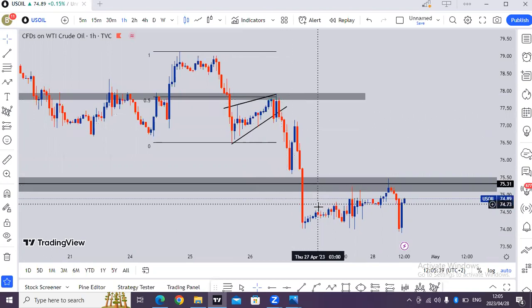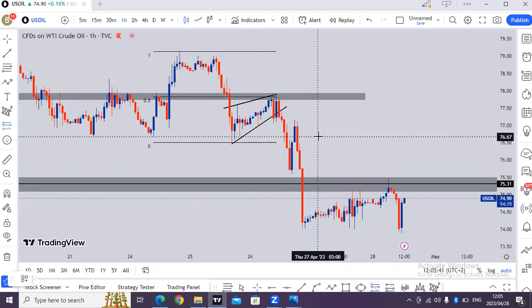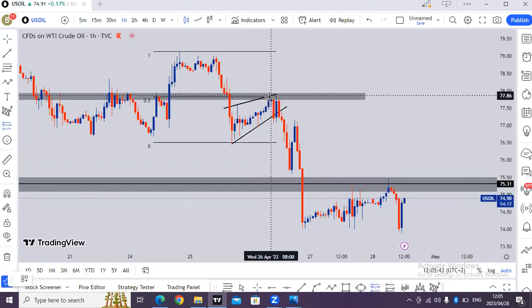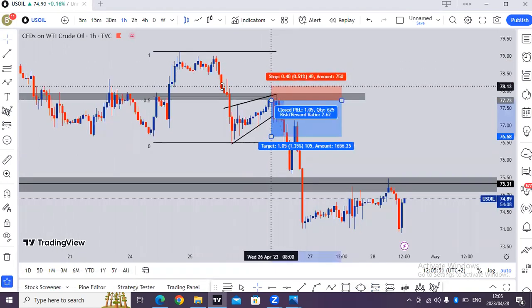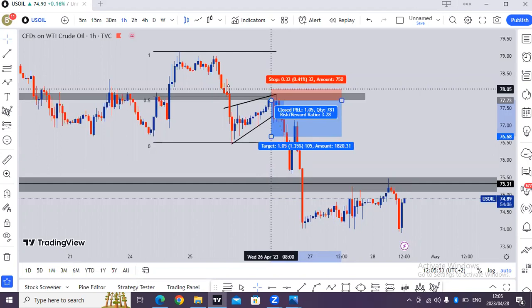You see, this is a structure. I could have entered the trade right here on this hanging man. You see, here's another hanging man. You understand? We could have taken a trade here. Now, stop loss will have to be on top of this wick right here. On a lower time frame, this is a structure right here.